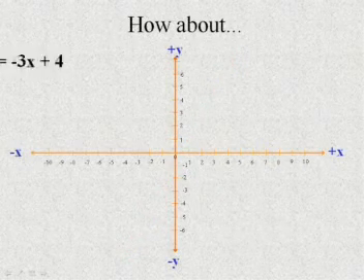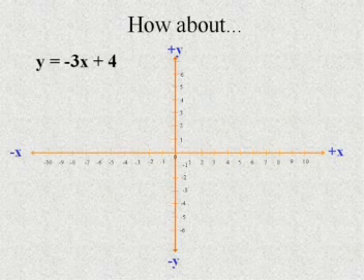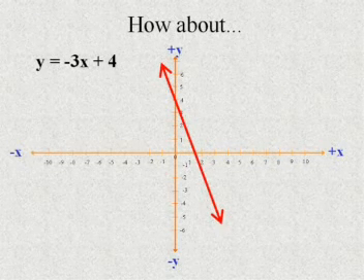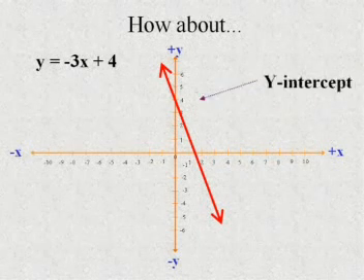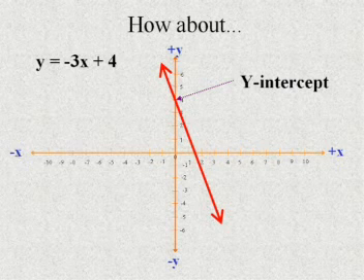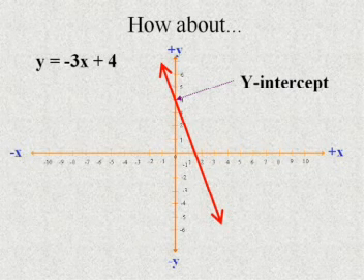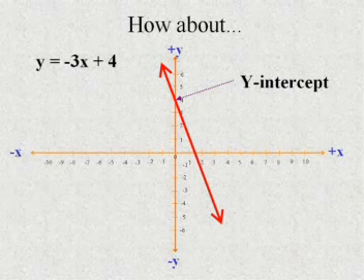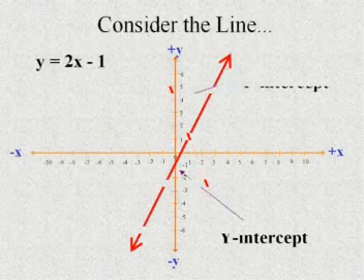Let's look at another. This equation, y equals minus 3x plus 4, while it's solved for y, if I graphed it, would be right here. Now, where is it intersecting the y-axis? Its y-intercept is 4, because that's where it intersects the y-axis. You might want to note that its x-intercept is 1.5. But for right now, we're only talking about the y-intercept.